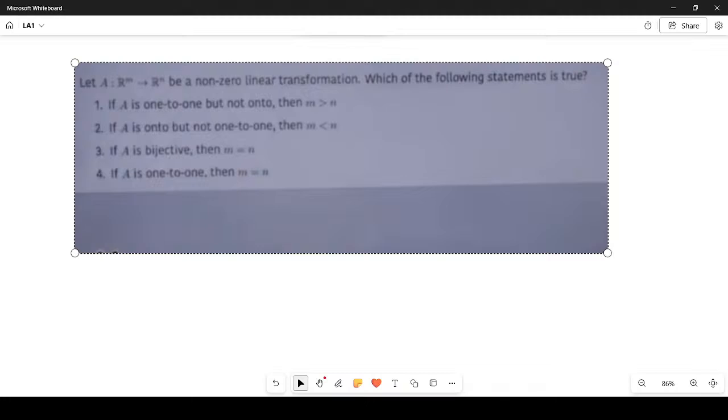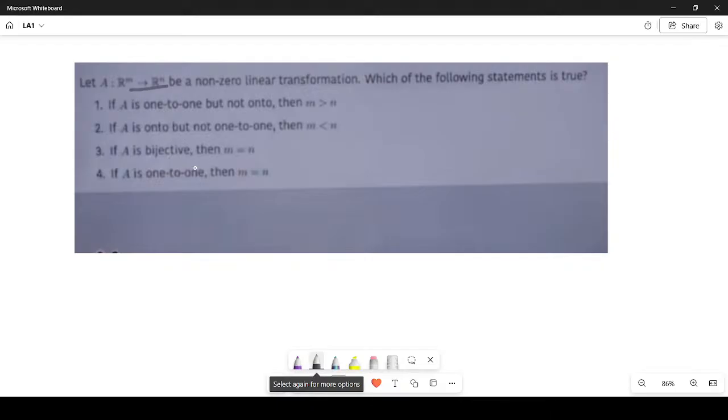Okay, so today I will discuss previous year questions on linear algebra. Okay, so here you can see that the question is: given that A from Rm to Rn is a non-zero linear transformation, which of the following statements are true.